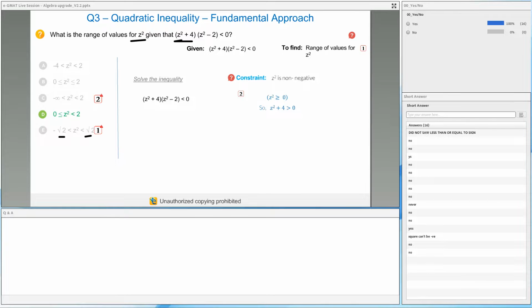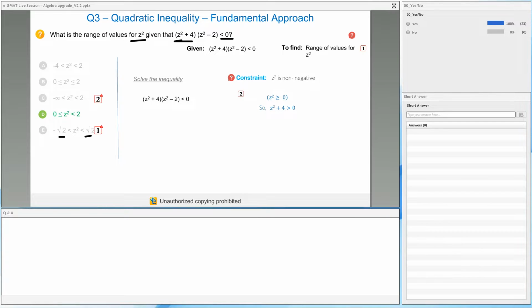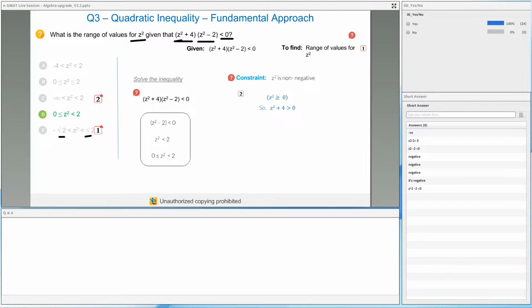Okay. So Z square plus 4 will always be positive. It does not matter what is the value of Z square. Now, if this is positive and I have the product of these two as negative, what can you infer about Z square minus 2? Negative, right? It's a simple conclusion. The product is negative. I know one of them is positive, so obviously the second one has to be negative.